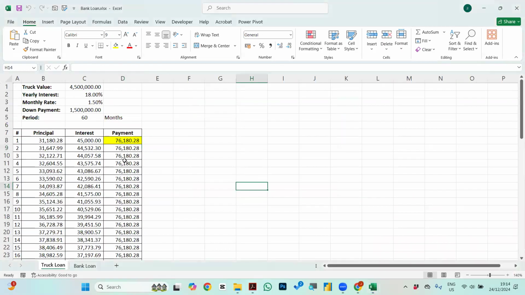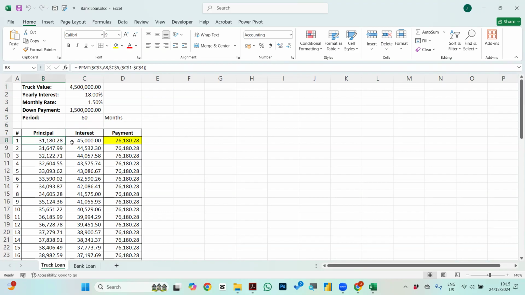Okay, so we have already recorded one transaction related to this bank loan. Here there's a truck loan and a bank loan, you can see. Under the truck loan, the truck loan was 4.5 million. Yearly interest was 18%. Monthly rate was 1.5%. When we got the truck, we paid 1.5 million upfront, so the loan was only 3 million. We have divided it into 60 periods, that's 5 years, right? So 3 million truck loan for 60 periods. That's how we have calculated.